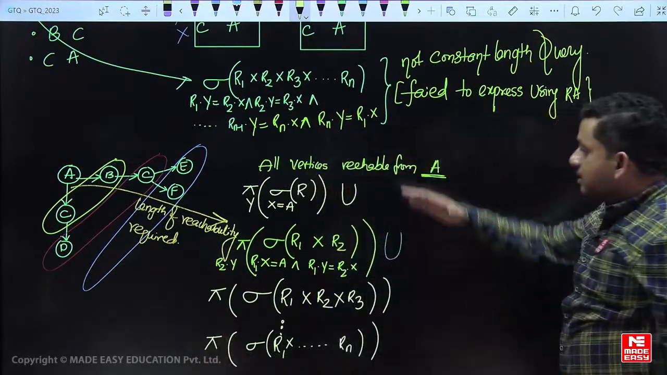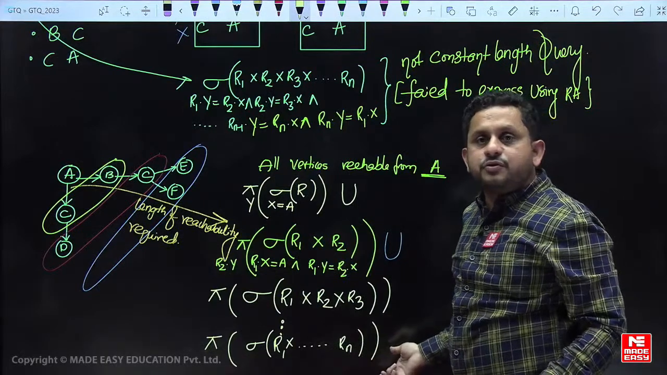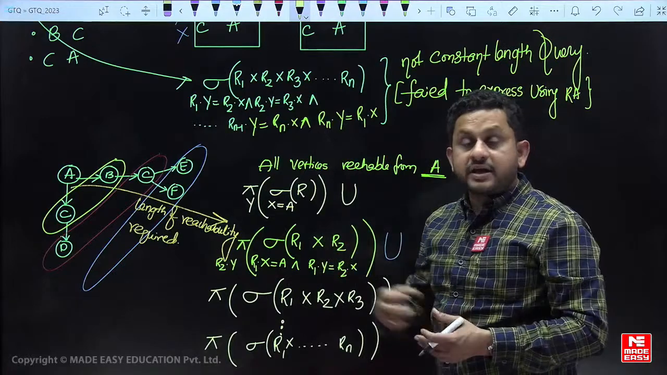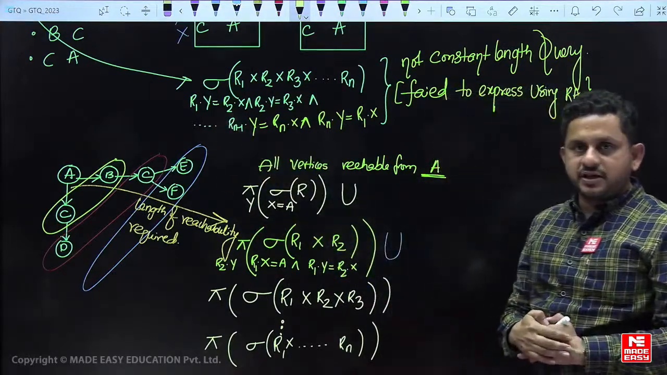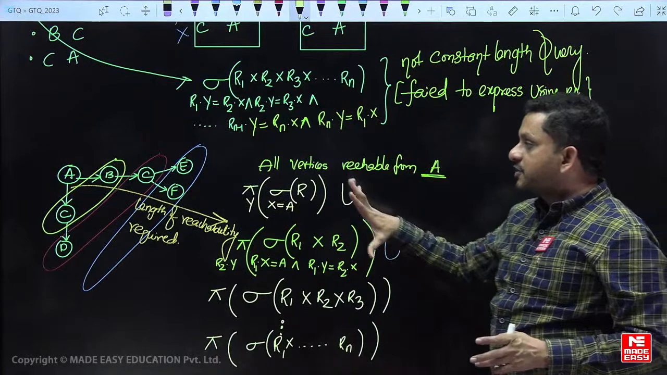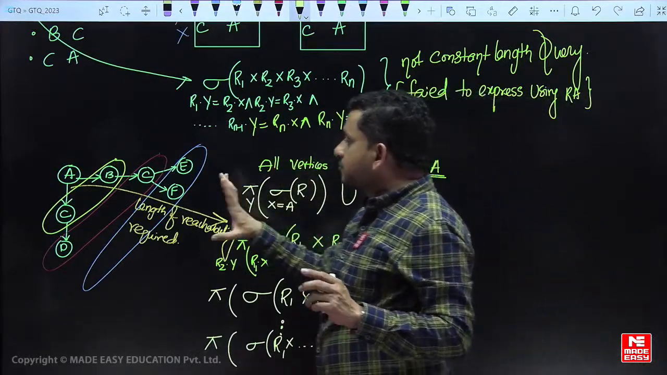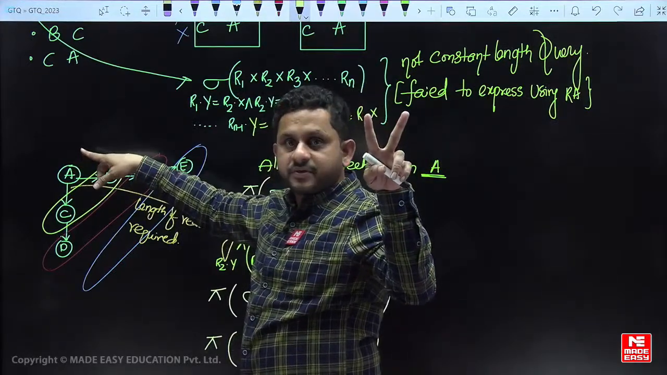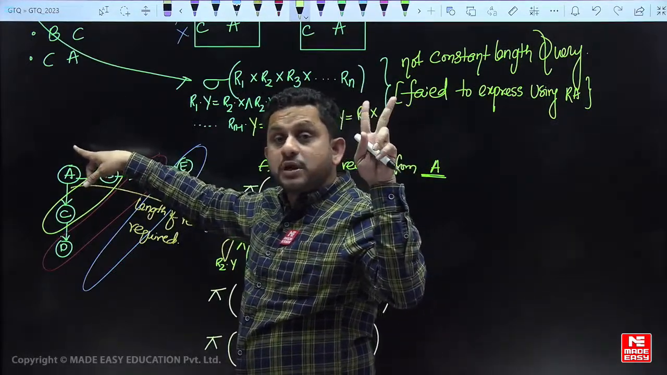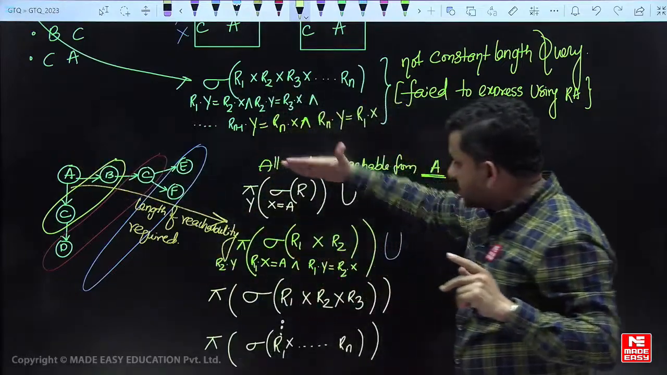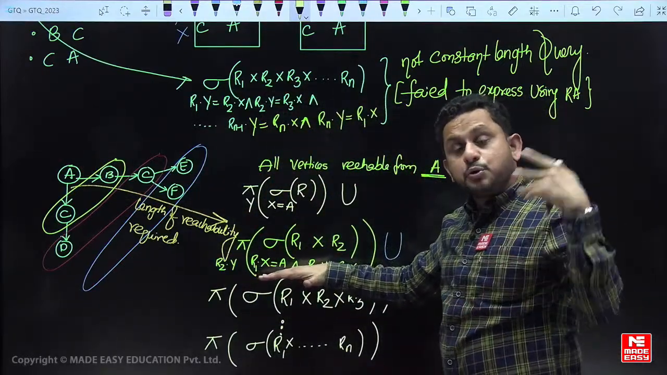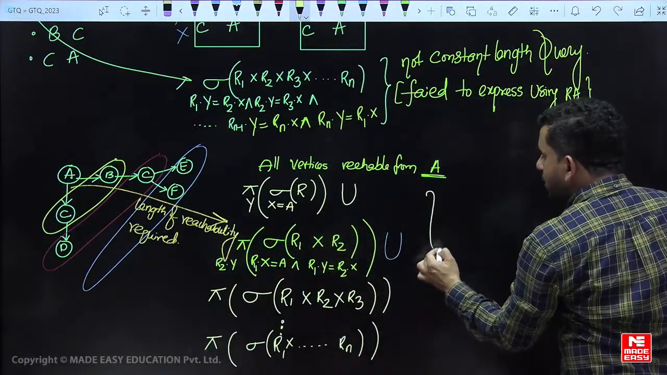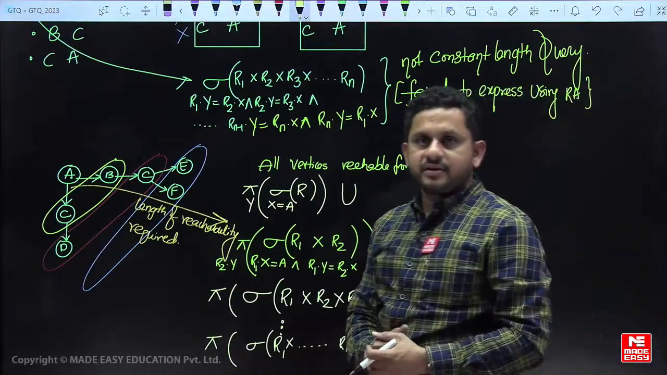So the length of this query is not constant, because we don't know the number of tables which need to be cross producted. That depends on the number of edges for the reachability. Instead, if they say all vertices which are reachable in at most 2 edges, meaning at most 2 levels, then only the first and second parts are needed, the query length is constant, and it is possible to express. Not constant length query is the option, right.